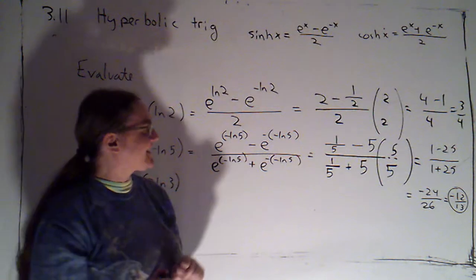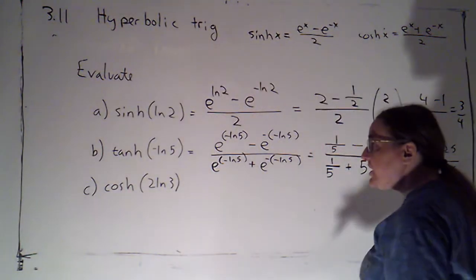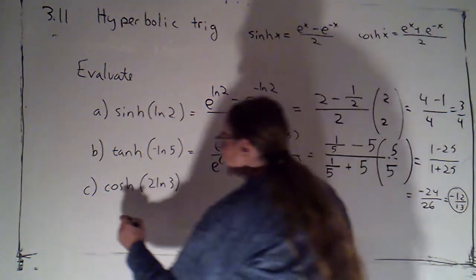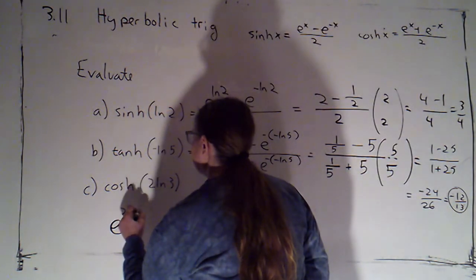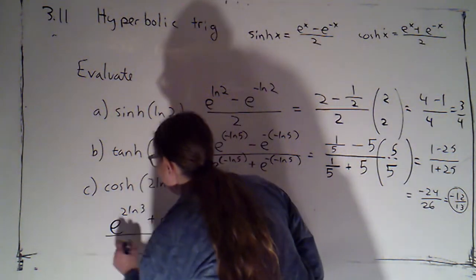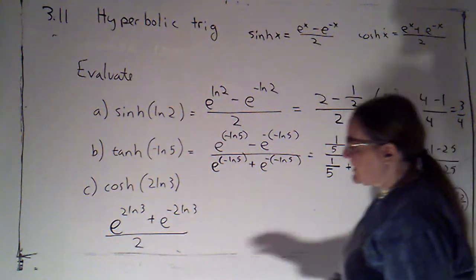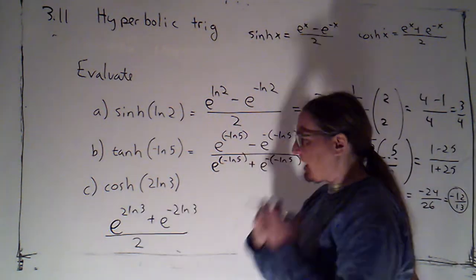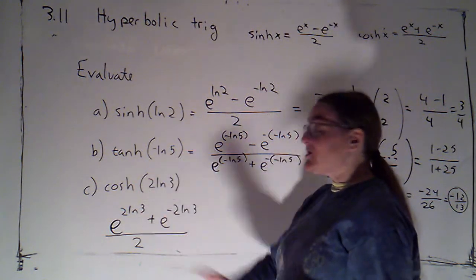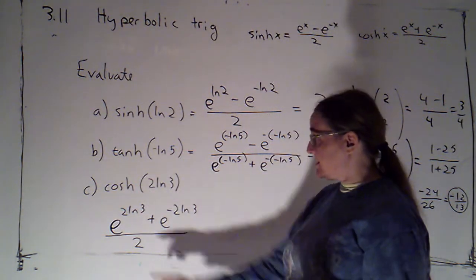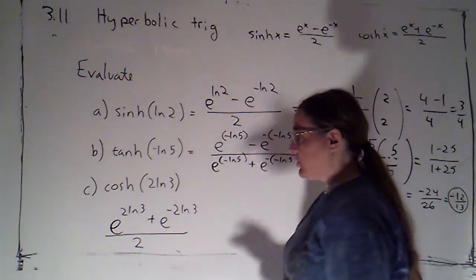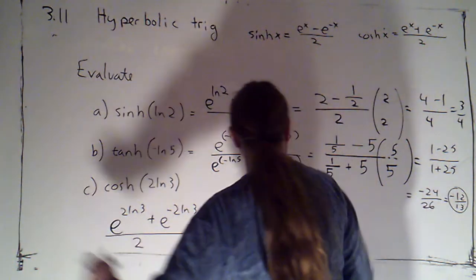Okay, excellent. So now cosh of 2 ln 3. So cosh was here, so that's going to be e to the 2 ln 3 plus e to the negative 2 ln 3 all over 2. So I need to remember, what am I doing when I have a multiple of the log? Okay, this is not going to be 6. I don't just evaluate e to the natural log of 3 and then multiply by 2. I'll work it out over here.